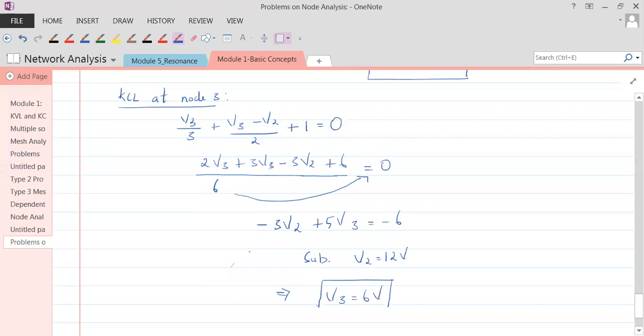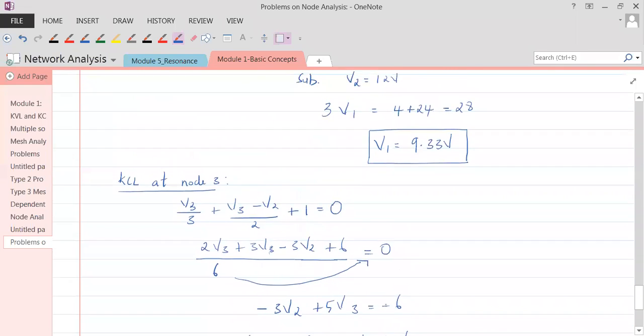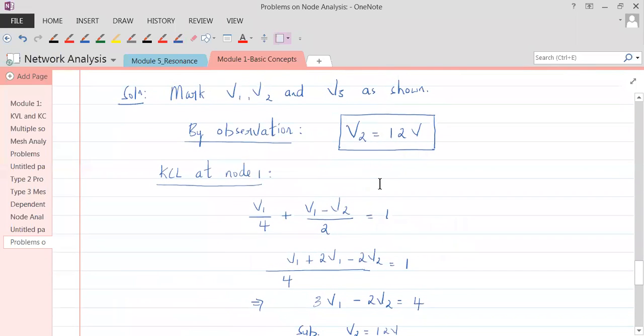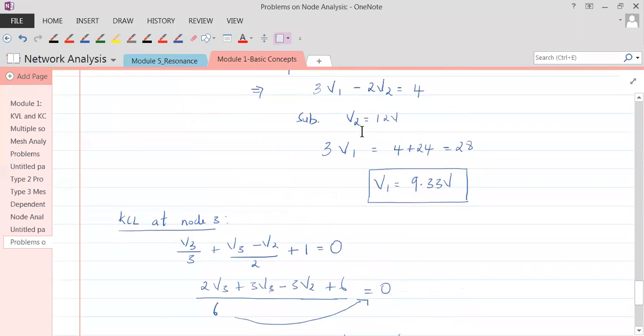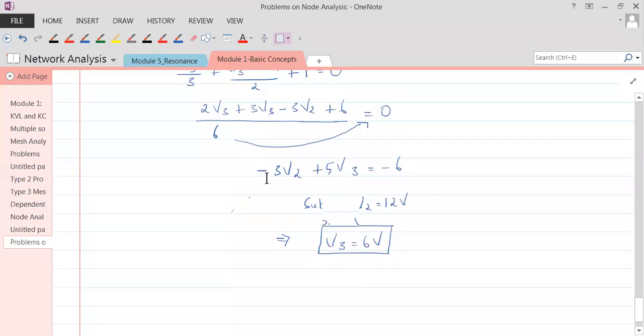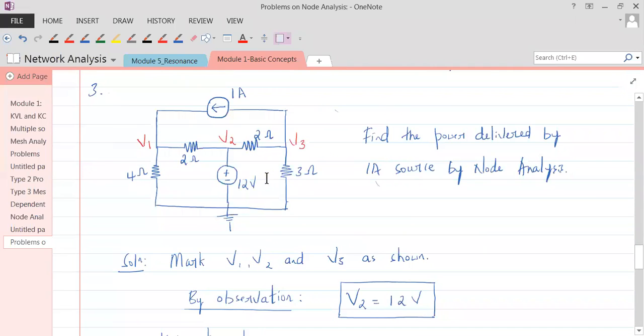Okay. Now what would you do? So all the three voltages are there with us. See, V1 is there. V2 was anyways known from the circuit diagram, and V3 is known now. What is the question that they've asked? They've asked us to find out the power delivered by the 1 ampere source. So what they're asking us is, everybody look at this.